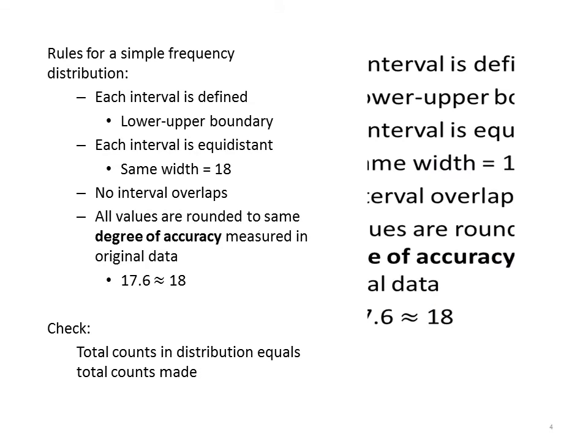Now let's summarize the rules to construct a simple frequency distribution table. Each interval is defined by the interval boundaries, the lower boundary and the upper boundary. And all interval widths are the same. And intervals don't overlap. We need to maintain the same degree of accuracy as the raw data. That's why we rounded 17.6 up to 18 to make sure the interval width is a whole number. And make sure when you add up the frequency counts, they are the same as the original data set.